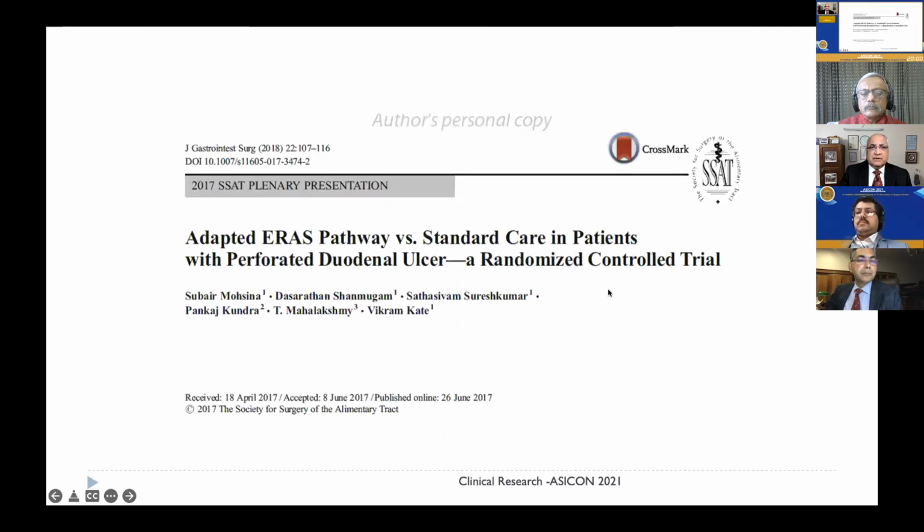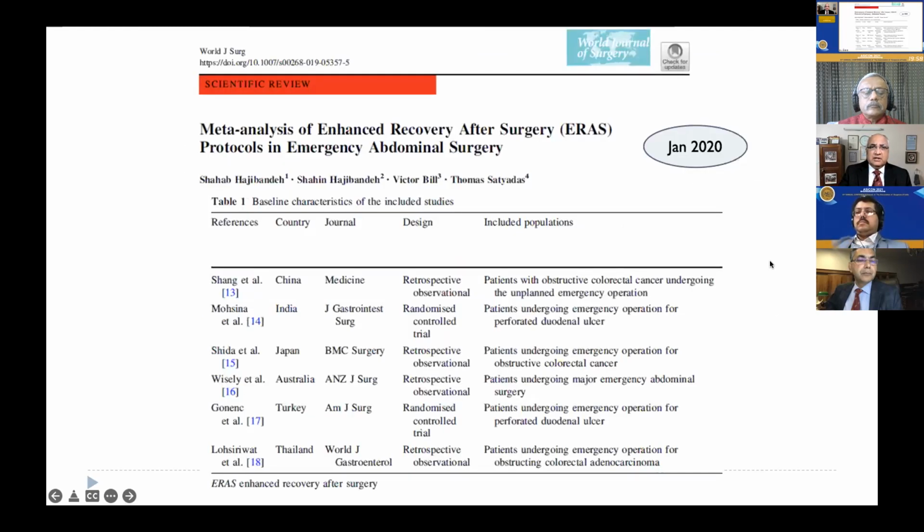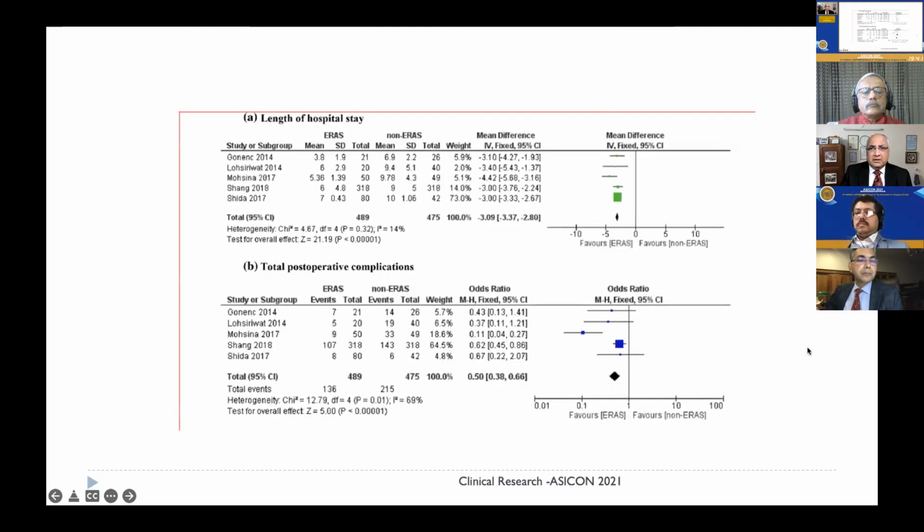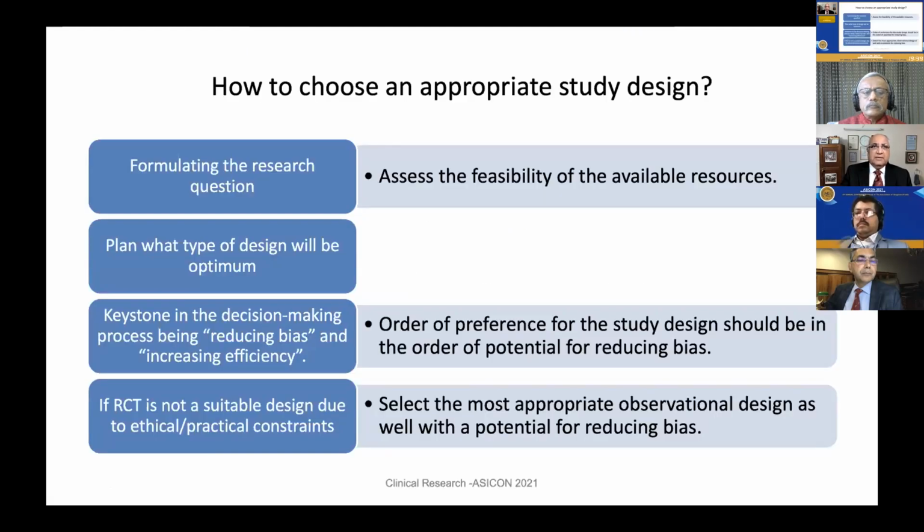So if you see this particular article which I mentioned here, this is one of the earliest articles, and the only meta-analysis on enhanced recovery after surgery, published in World Journal of Surgery. Dr. Lakshman had given an example of that. And I'm happy to say that our trial is the only trial from India which has been included. This is the forest plot and all which is given there.